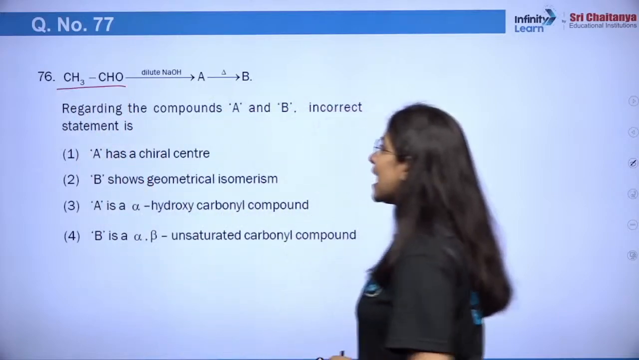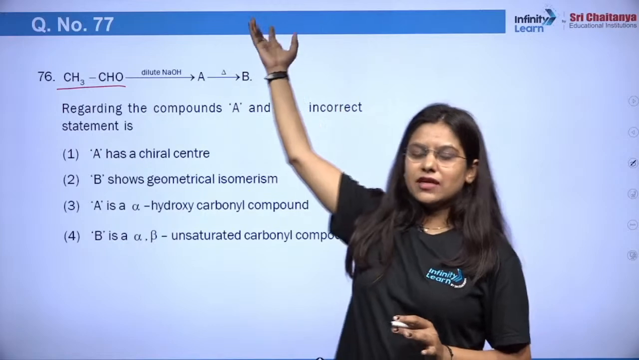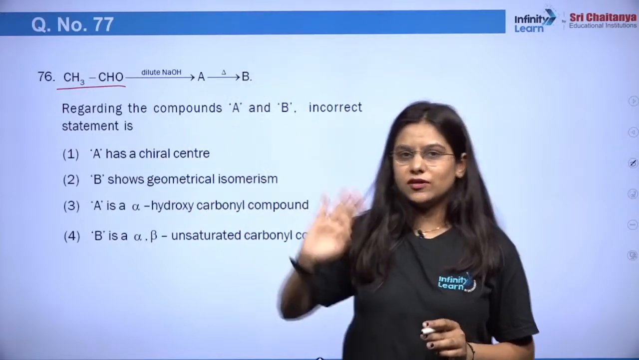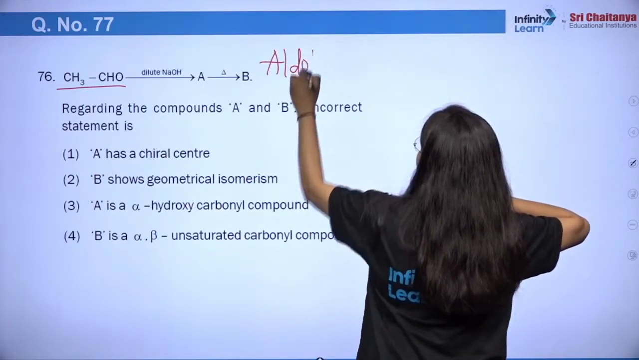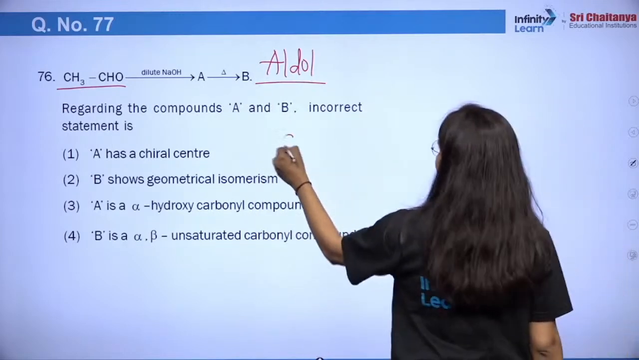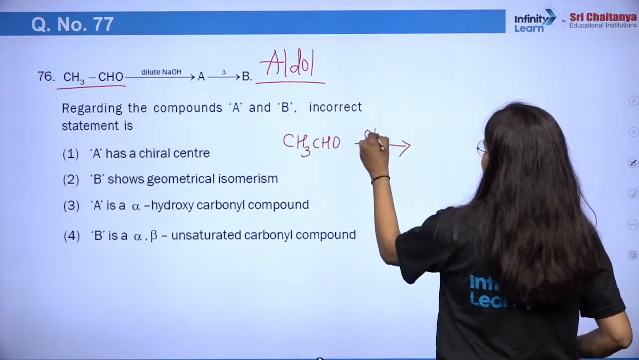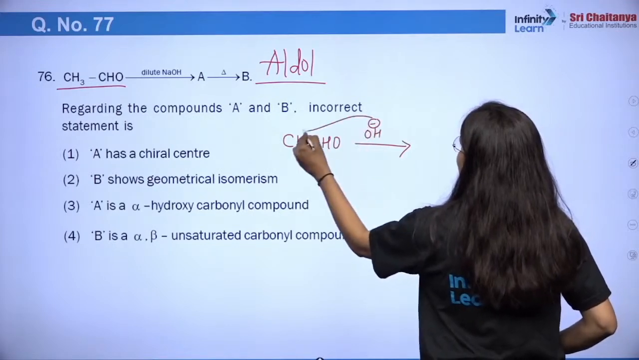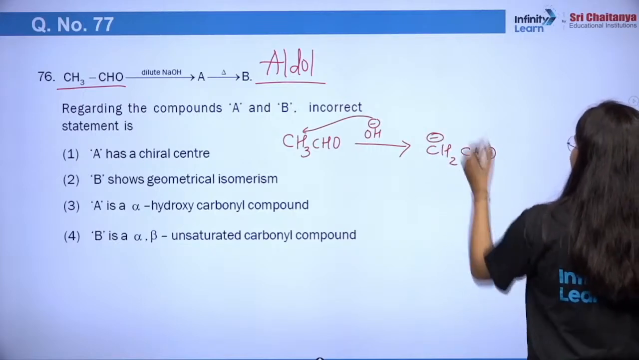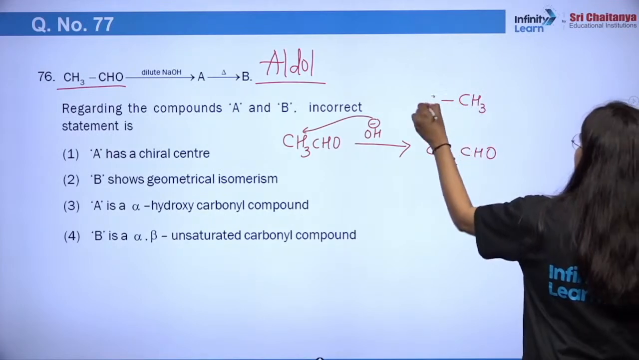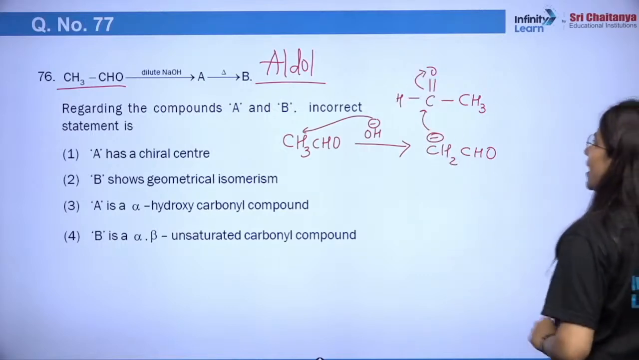CH3CHO on reaction with dilute NaOH gives A, which on heating gives B. Now they are not asking me for the products, what A and B are, they are asking about some properties of these products. Now this is again aldol condensation. I'll form the product directly, because I know you all know how to form the products of aldol. So it will abstract this alpha hydrogen and give me CH2 minus CHO. Now this will attack another molecule of ethanal and I'll get my product. I'll attack here, and in the next step I'll get OH also.